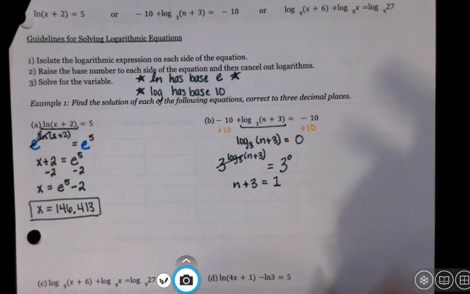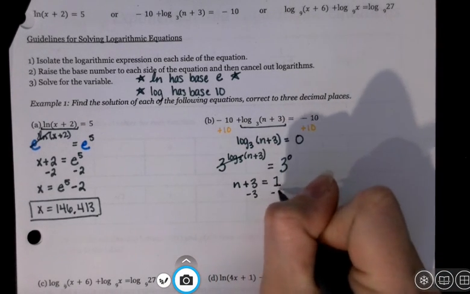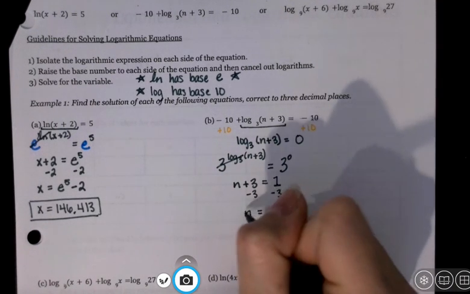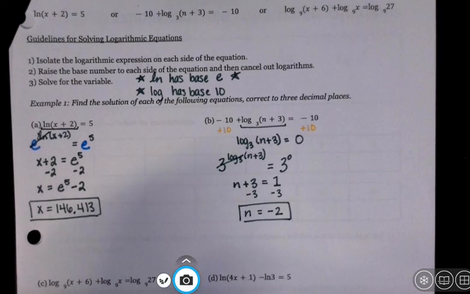And this looks much easier to solve, so I can solve this for n, and I get n equals negative 2. And that's my final answer.